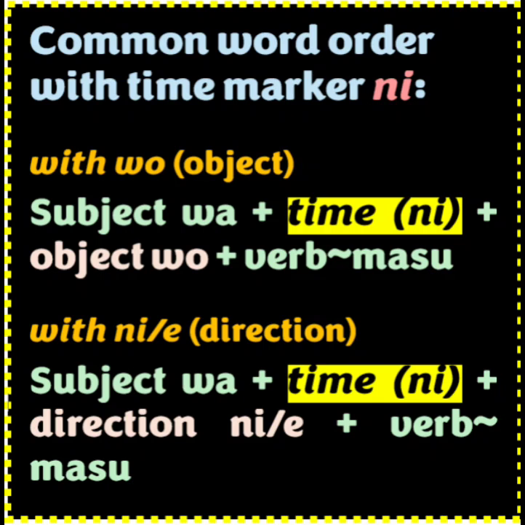Why is that? It's because there are instances where ni is not used with time expressions, and there are also instances where ni is necessary with certain types of time expressions. And at other times, ni may or may not be necessary. So we will talk about these different types of time expressions very shortly as we go along with our lesson.